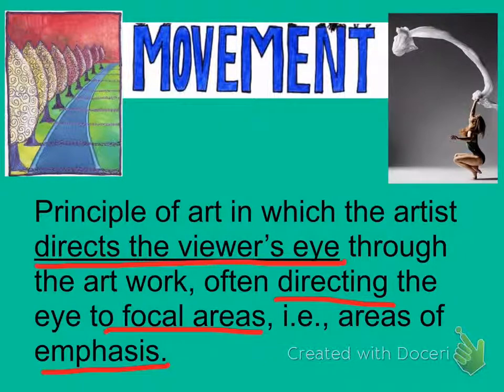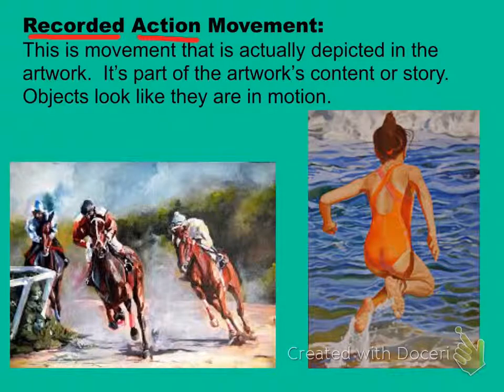There are two kinds of movement that we deal with in art. One is called recorded action movement. This is the movement that is actually happening in the artwork, like the horses galloping or the girl jumping in the water. This movement is part of the artwork's content or story. The objects look like they are actually in motion.